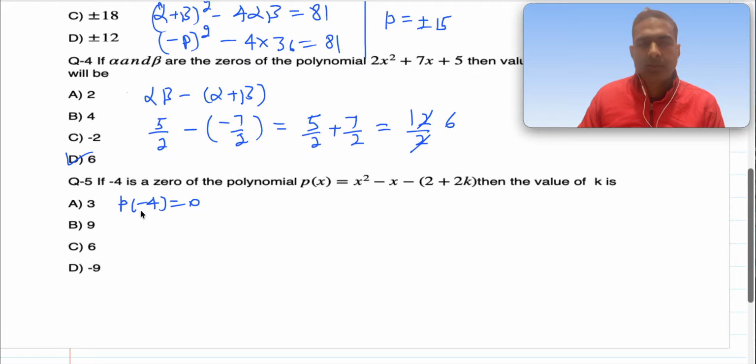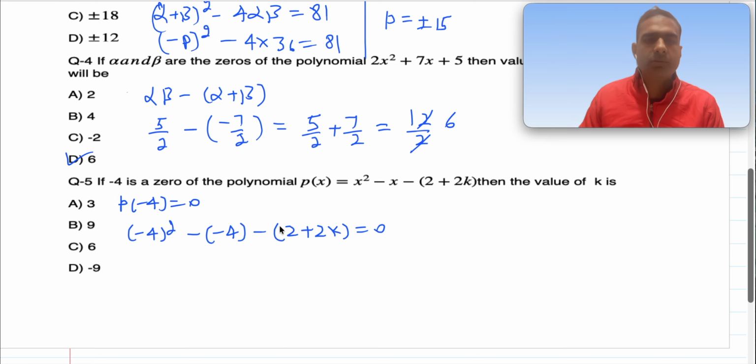So p of minus 4 means I have replaced x by minus 4 on the left hand side. So all the x on the right hand side will also be changed to minus 4. So p of minus 4 will be minus 4 square minus minus 4 minus 2 plus 2k. So this should be equal to 0. We have to be careful here. It is minus x. So the value of x is minus 4. So it will be minus of minus 4, not only minus 4.